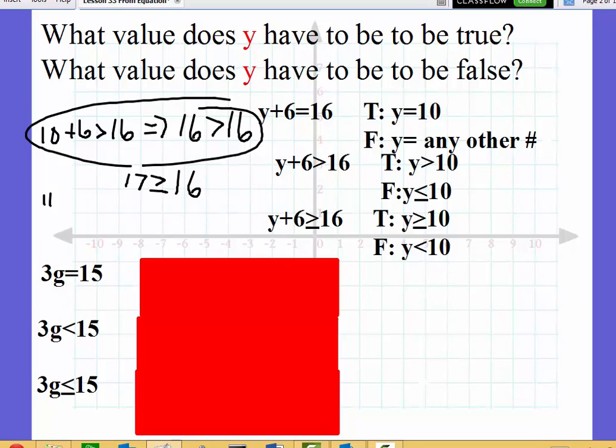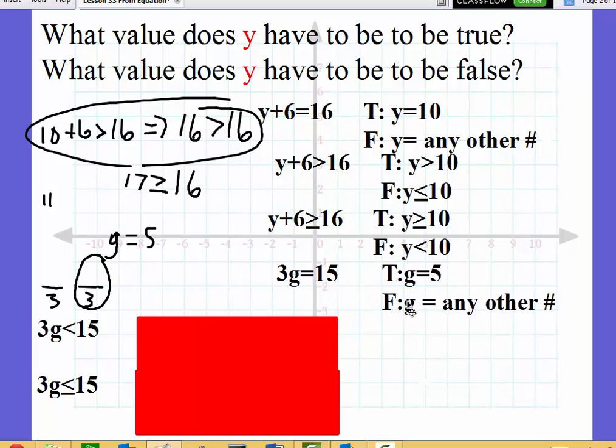3 times g equals 15. Well, I can do my inverse, divide by 3, divide by 3. I know 15 divided by 3 equals 5, so I'm left with g equals 5. My false statement would be whenever g does not equal 5. So whenever g is any other number, it would be false.